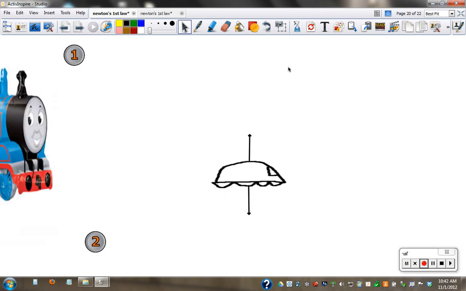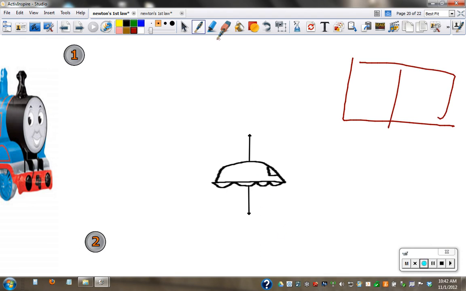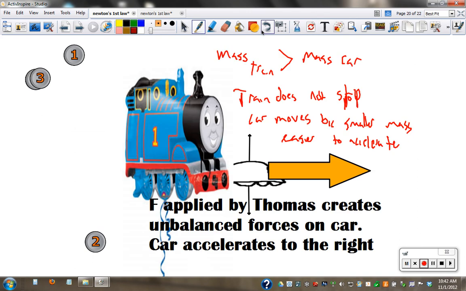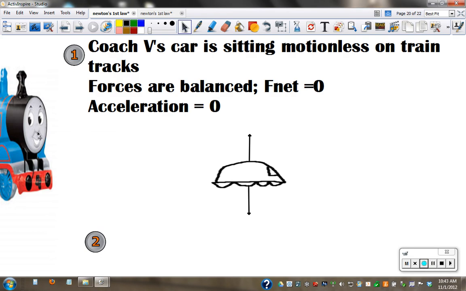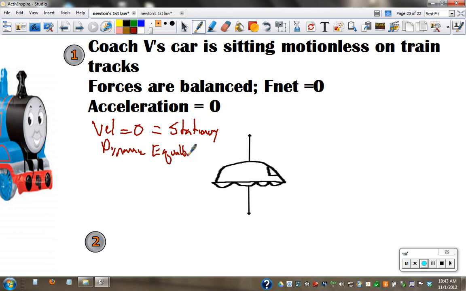Last one. This is only going to be a two slide. You can use another third of the page with two slides. Part one. Coach V's car is sitting motionless on train tracks. Forces are balanced, so the net force equals zero. Acceleration equals zero. Velocity equals zero, which means it's stationary. Or another vocab word, static equilibrium.